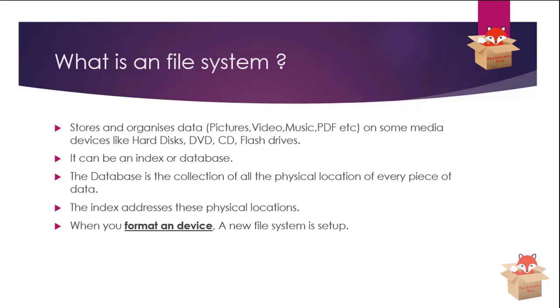When I mean index, there should be some sort of address for each book's location. So when the file system acts as an index, it points to each and every address of these data. When is a file system set up? When you format a device. This is very important: only when you format a device, a new file system is set up.